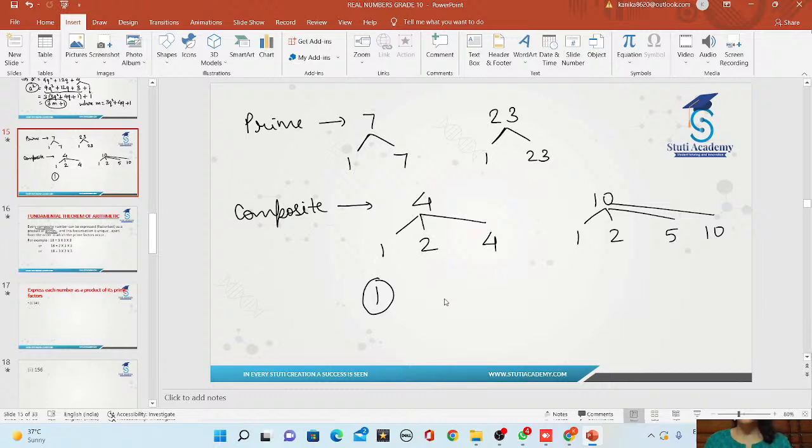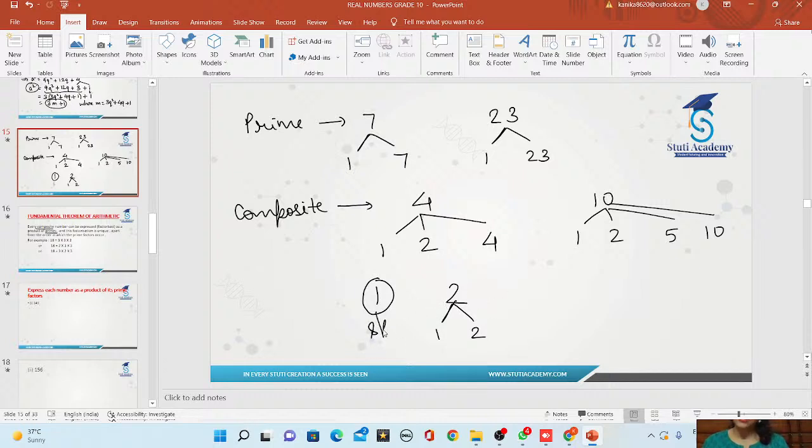Okay, so let's take the next number, that is 2. 2 is a prime number. It comes in the table of 1 and its own table. There's no other factor of 2. It has only 2 factors. It's an even prime number and it's the smallest prime number. It's the only even prime number. You cannot think of any other even number which is prime. Only 2 is an even number that is also prime.